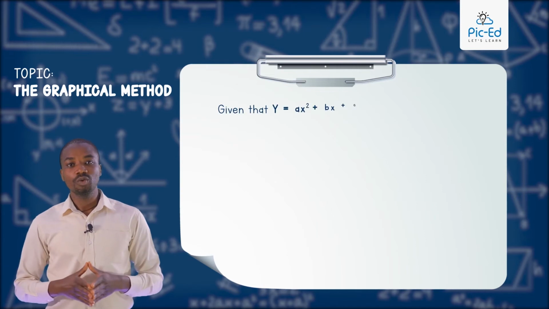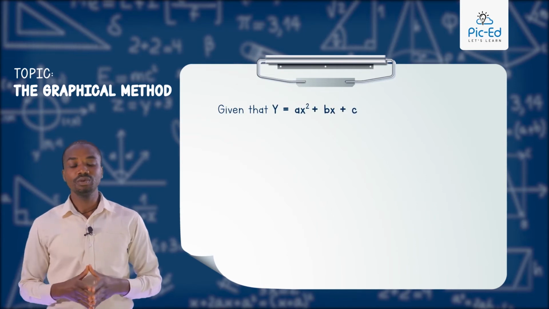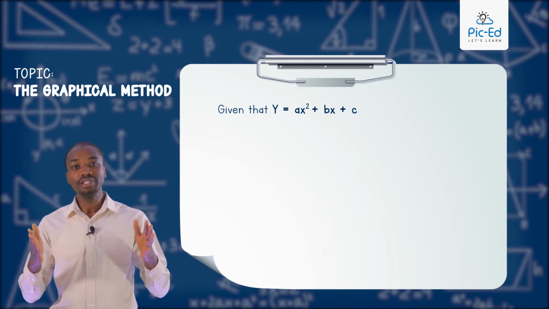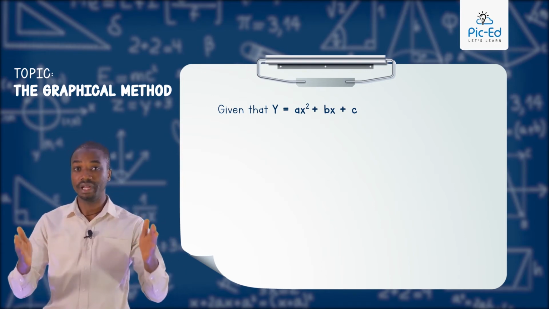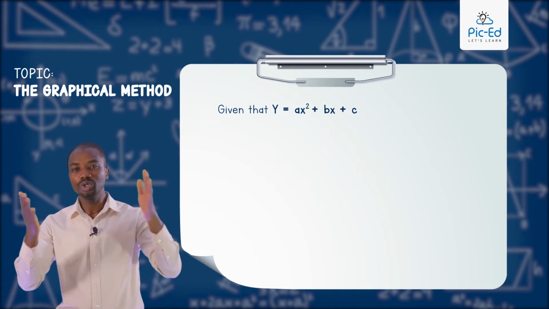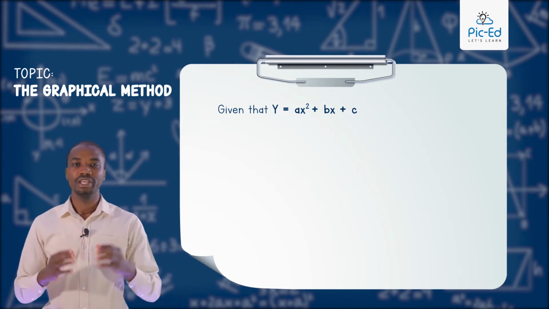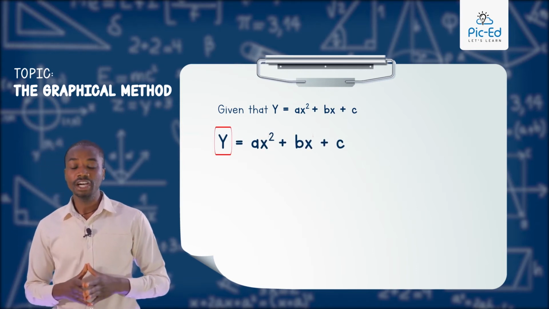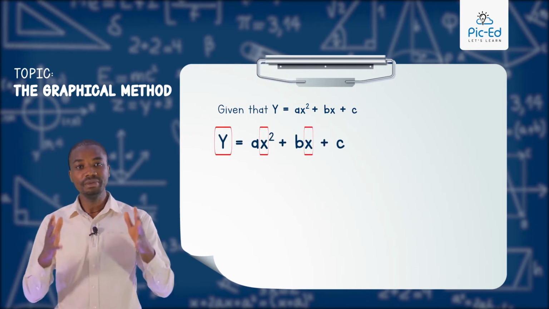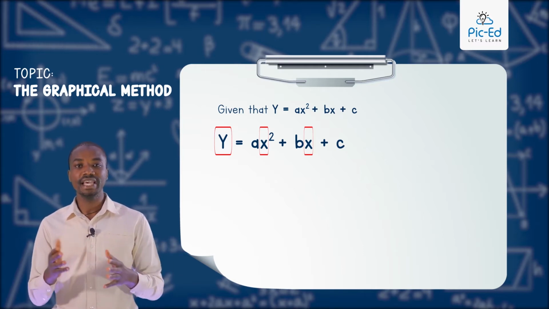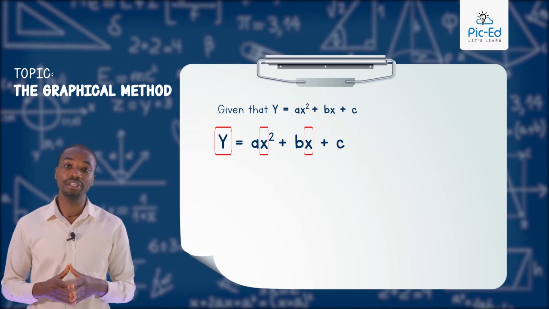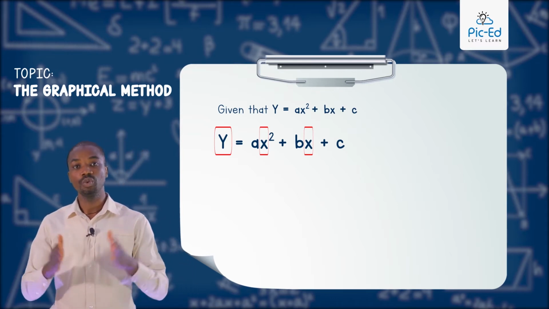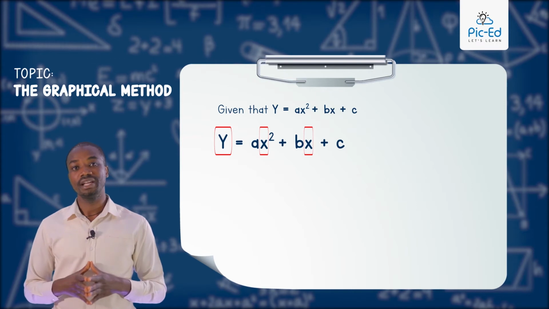If we are given an equation like y is equal to ax squared plus bx plus c, we can plot this equation on a Cartesian plane. But the question is, how do we do this? If we look at this equation, y is a function of x. This means that any value assigned to x will have a corresponding value for y. In many cases, they will give us a range within which x values lie.